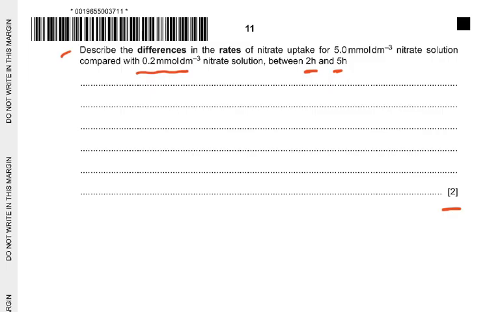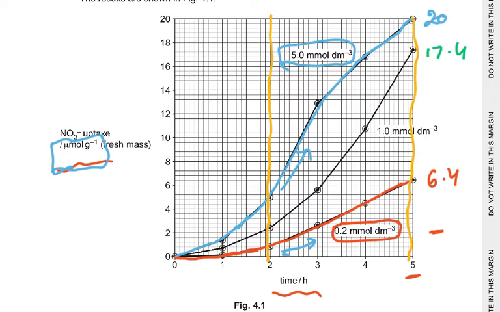You see the main difference was the rates of nitrate uptake. If you look at the graph, 0.2 millimole has a constant rate, versus the 5 millimole rate, which is not constant. You see the rate keeps on changing. Here there's a sharp increase and then a gradual increase. So 0.2 is a constant rate versus 5 millimoles dm cube, where the rate is not constant.